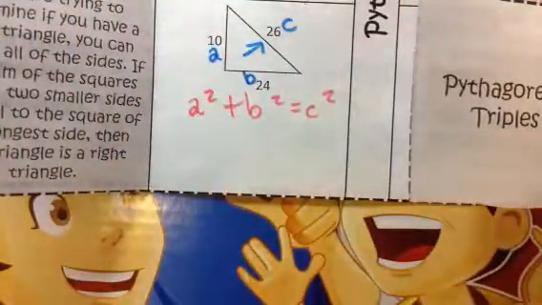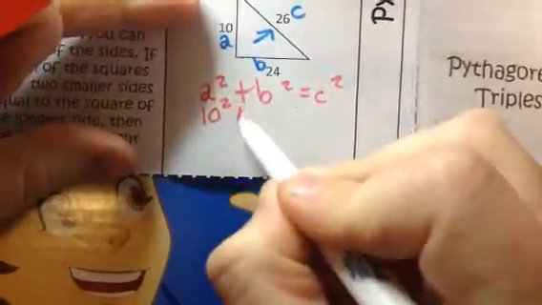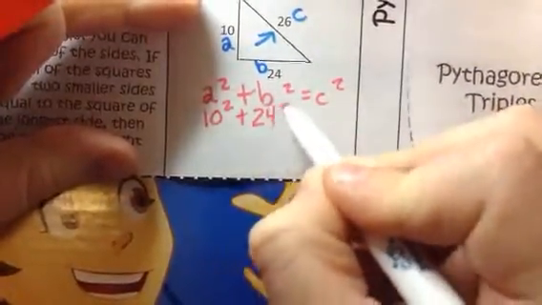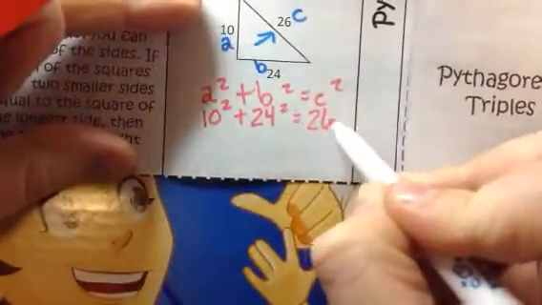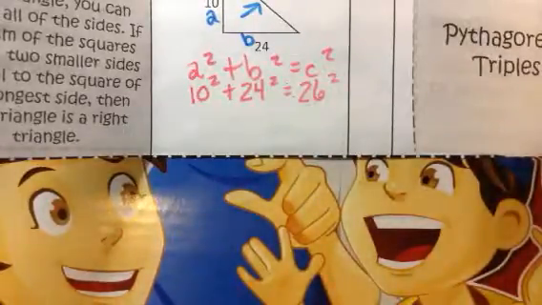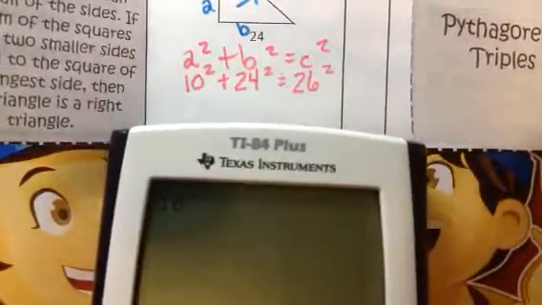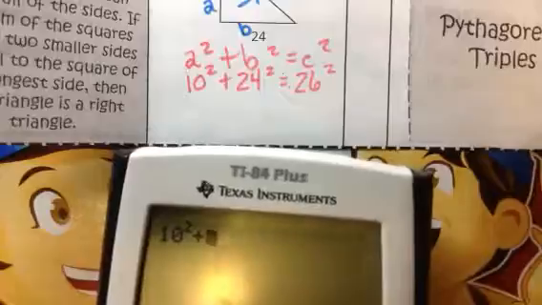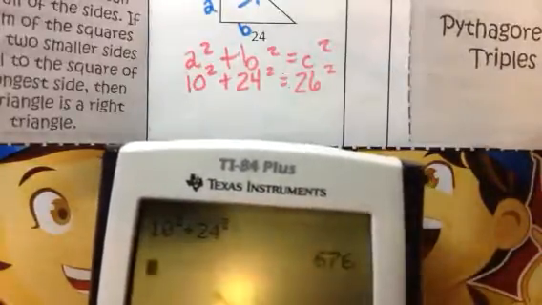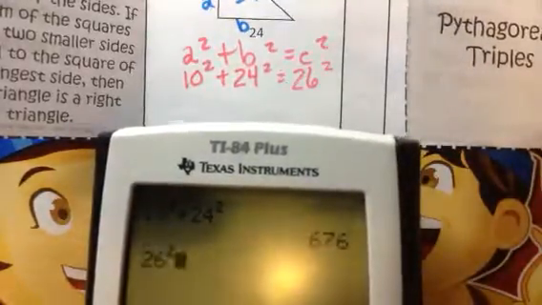Okay, so I'm trying to see if this works. Under my A, I'm going to put 10 squared. For my B, it had a 24 squared. C says 26 squared. So I just need to work each side in my calculator to see if these numbers make the formula true. Okay, so 10 squared plus 24 squared. I got 676. I'm going to work the other side, 26 squared, and I got 676.